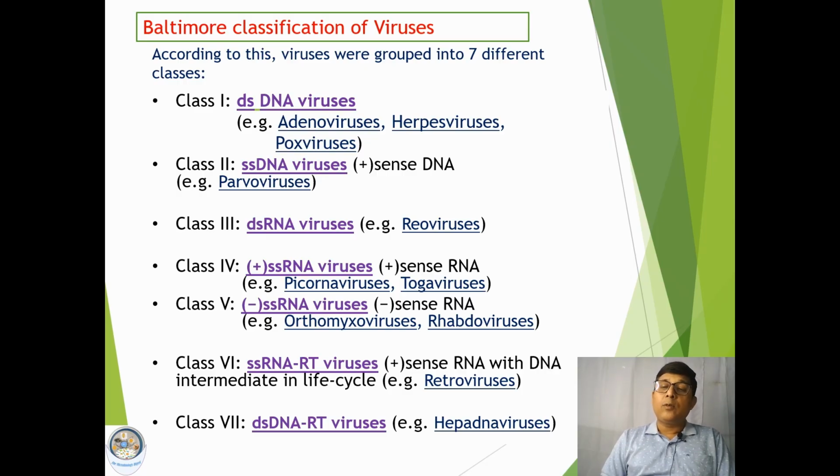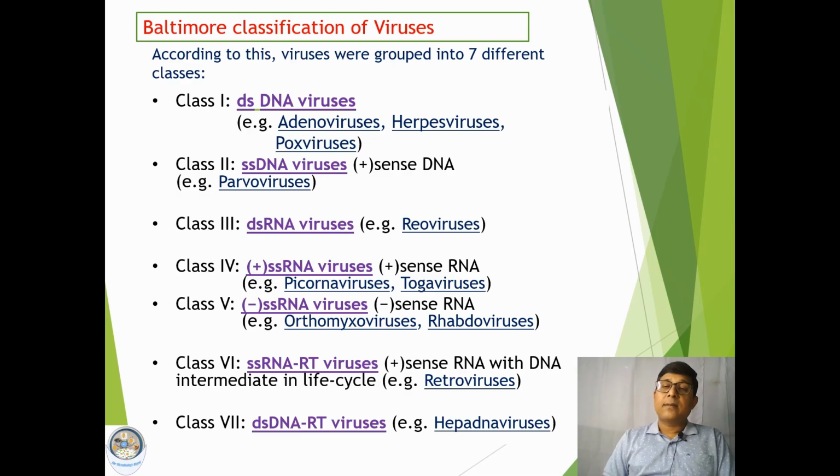Then class 5 includes the single-stranded RNA viruses with negative sense genome. Then class 6 includes the single-stranded RNA viruses with reverse transcriptase or reverse transcription methodology. So this reverse transcriptase enzyme is carried by some viruses, and these viruses are included under class 6.